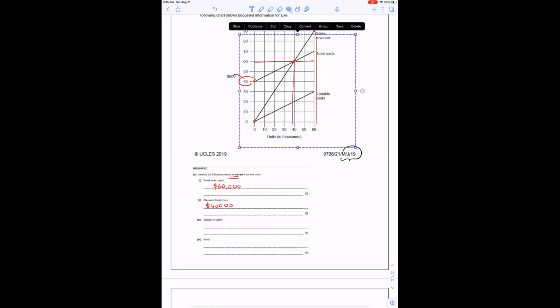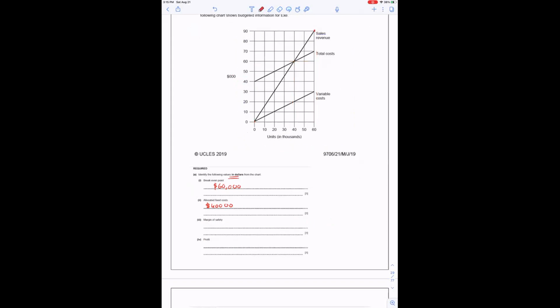Break-even revenue is how much? It is $60,000. What is the actual revenue? Actual revenue is $90,000. So the margin of safety in dollars would be $30,000. What is the profit that I'm getting?